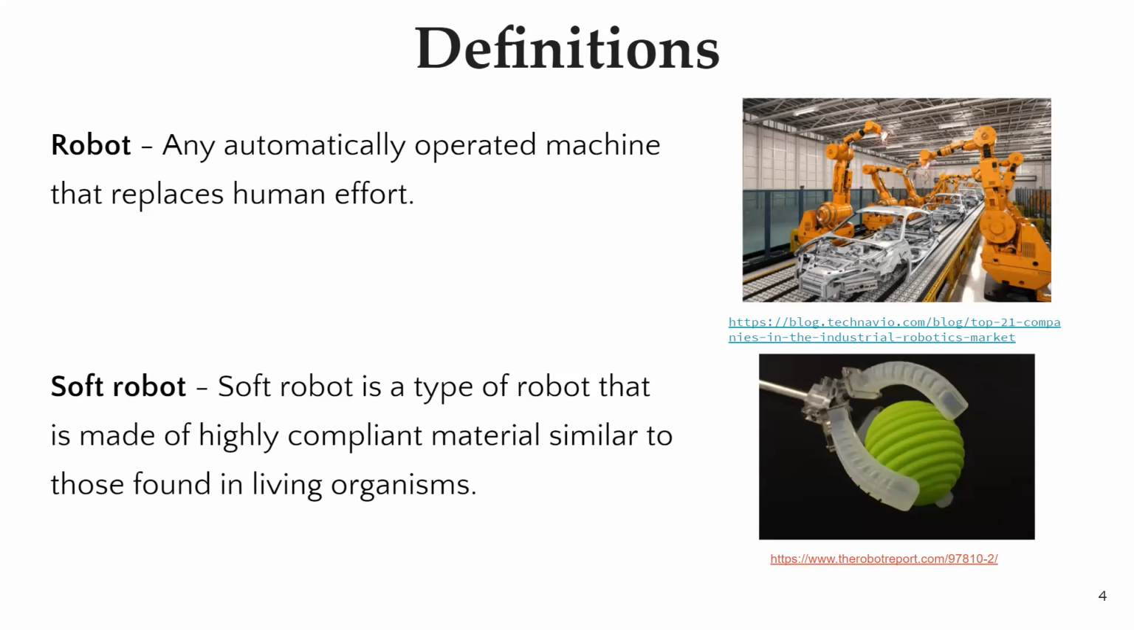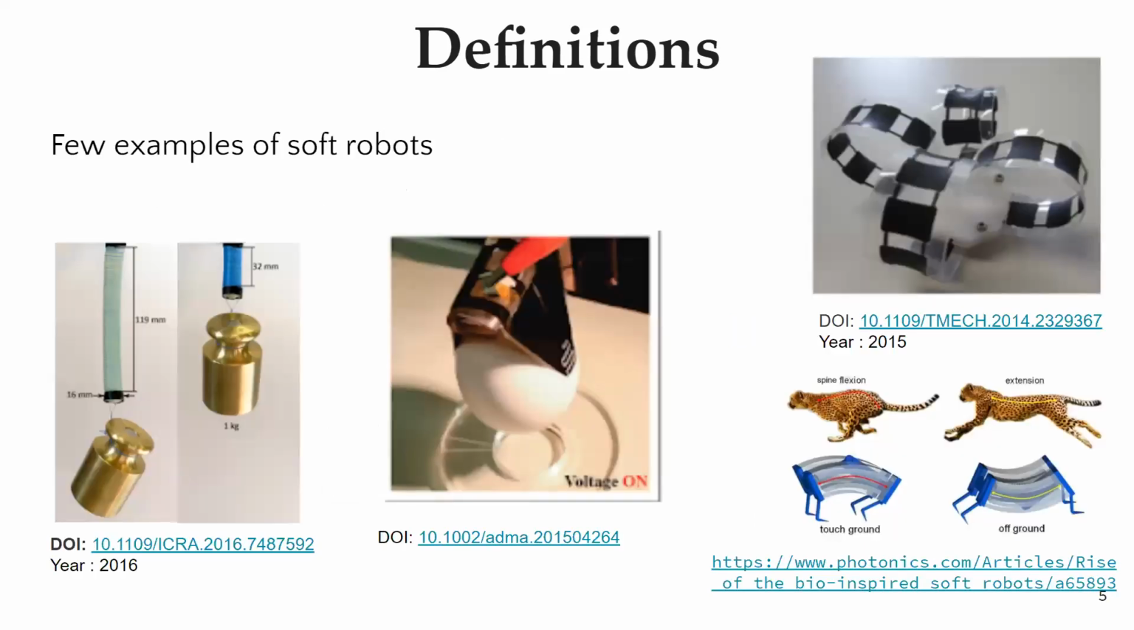Starting with some basic definitions, a robot is an automated machine that replaces human effort, and a soft robot is a type of robot that is made of compliant structures similar to living organisms. Now here are shown some of the examples of soft robots. The one on the right is a clip clamper, which is actuated electrically, and the one in the middle is also a clamper, which uses electroadhesion. The one on the left side is an artificial muscle, which is pneumatically actuated.